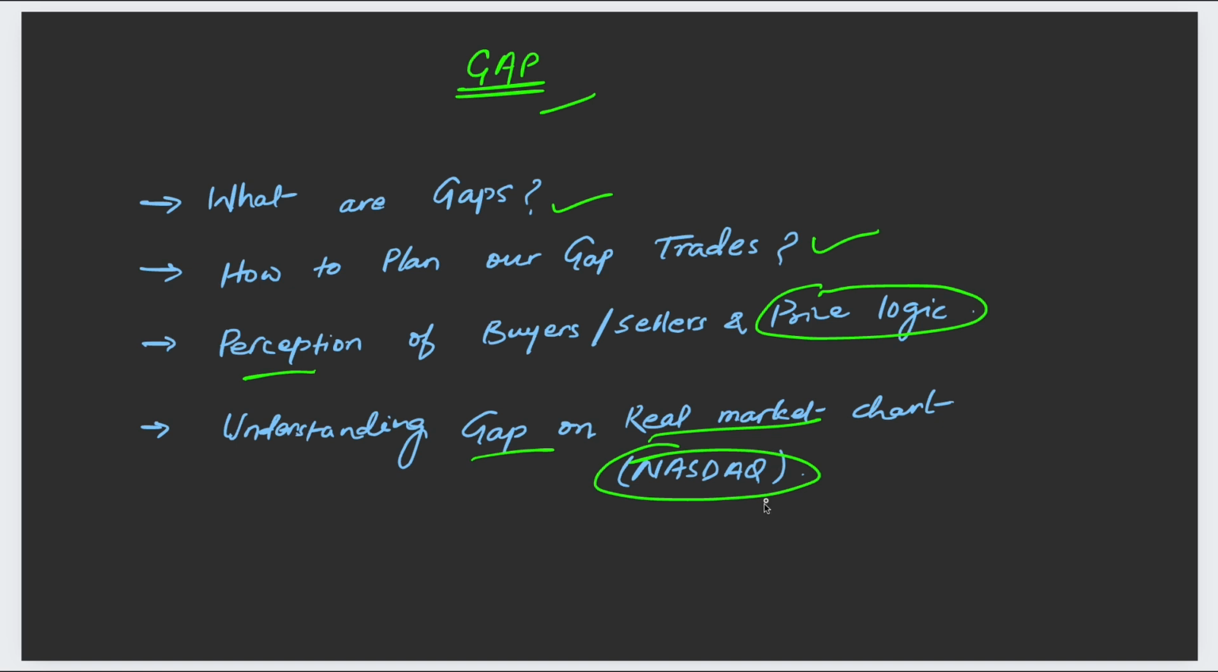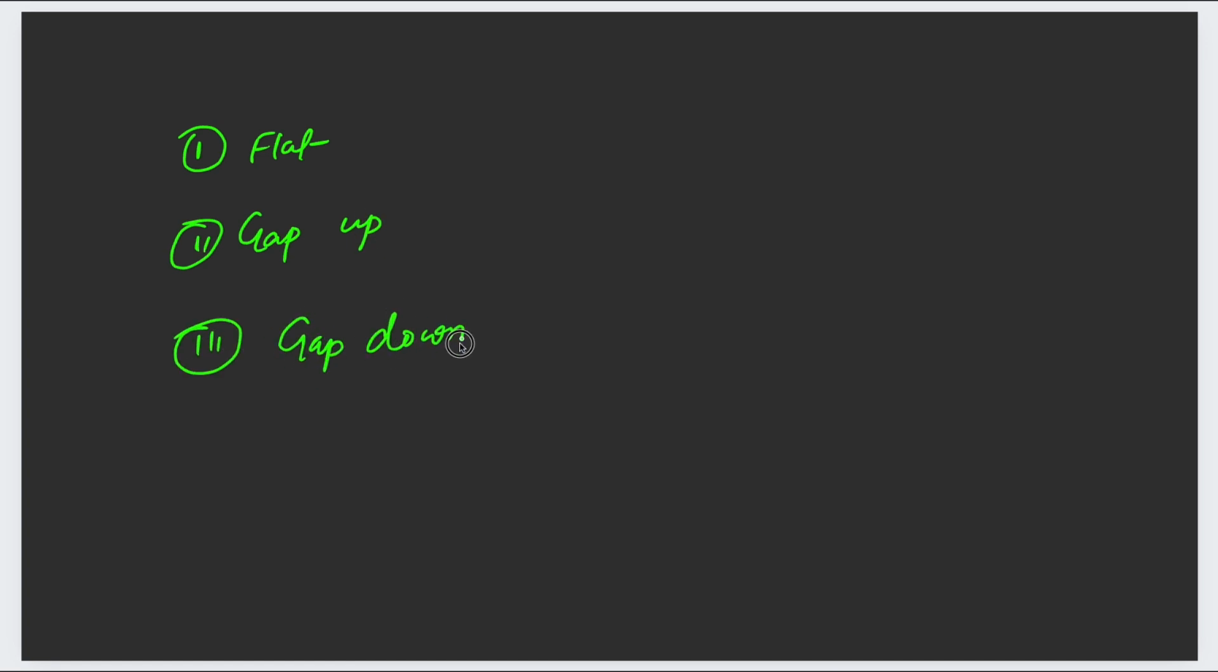I will start with, what are gaps? So there are only 3 cases in which a market can open the next morning. The first one is flat opening. Second one, gap up. And third one, gap down. Right? So what is flat opening?